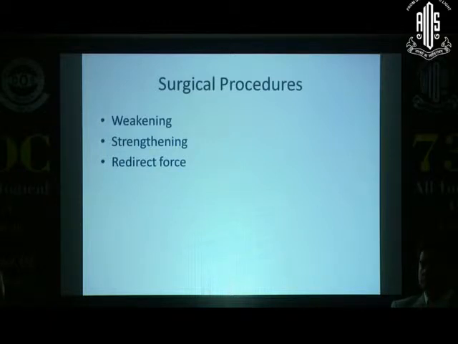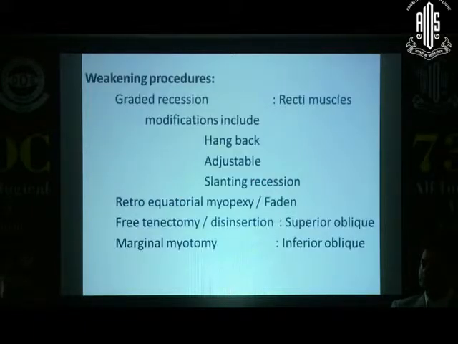The surgical procedures for any concomitant squint, and for any squint, would be a weakening, strengthening, or a redirection of force. So these are the three basic forms of surgical procedures. When it comes to weakening procedures, for the recti it's essentially a recession, a graded recession, which is the most commonly used weakening procedure. And there are various variants to it. You could do a hangback, a hemi-hangback, or a slanting insertion. Apart from that, there are other procedures for the obliques, which will be covered later in the talks on pattern strabismus, whether that's a tenotomy, tenectomy, or myotomy.